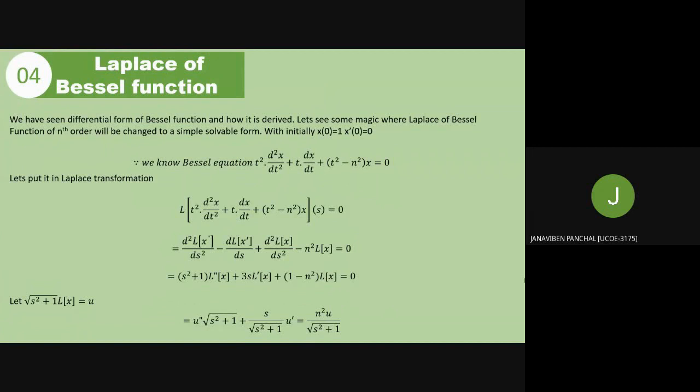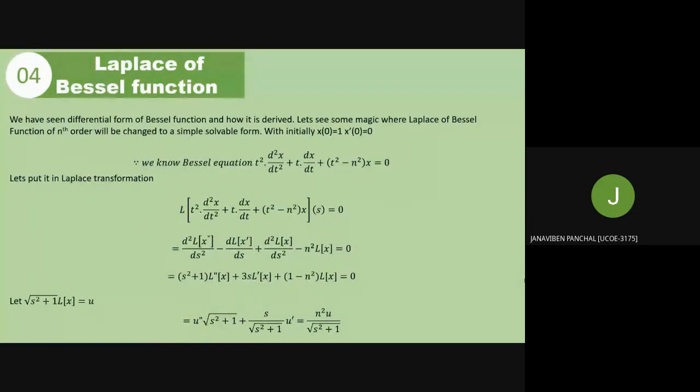So let's carry on with the further topic, which is Laplace of Bessel function. I am Janvi Panchal, serial number 73. We have above seen the differential form of Bessel function and how it is derived. Here we are going to apply the Laplace of Bessel function of nth order, with initially x of 0 equals to 1 and x dash of 0 equals to 0.